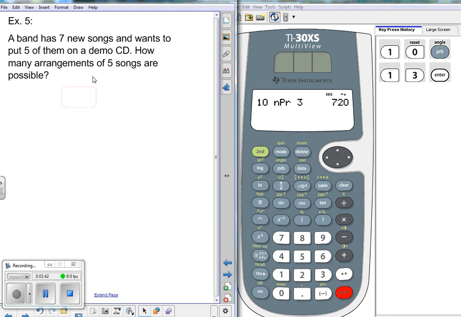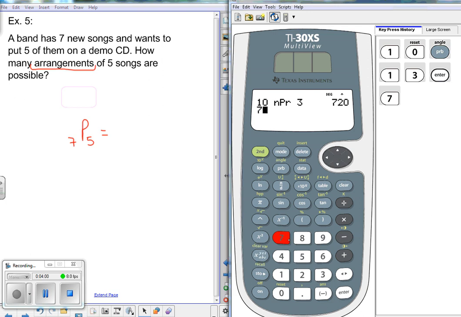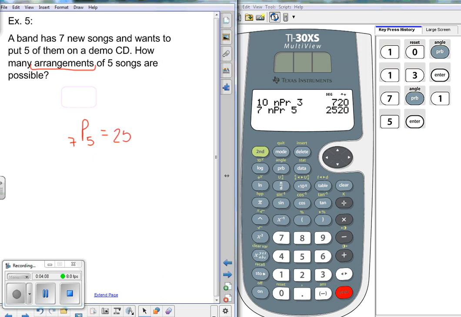Number 5, a band has 7 new songs and wants to put 5 of them on a demo CD. How many arrangements, that's a key word there, of 5 songs are possible? In this case, this is a permutation because I'm arranging things. Order matters. I have 7 to choose from, but only 5 will make it on the CD. So in the calculator, hit 7 first, then the PRB menu, choose the first option, and then 5. There would be 2,520 arrangements possible.